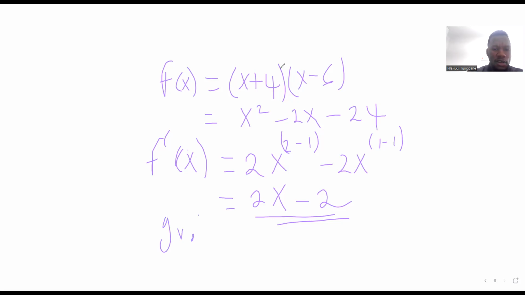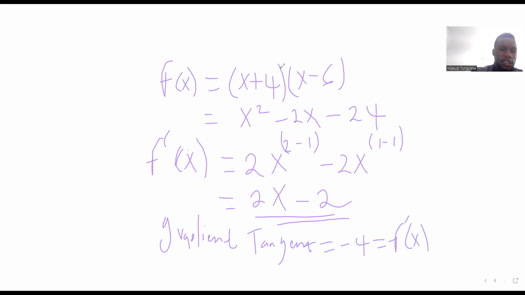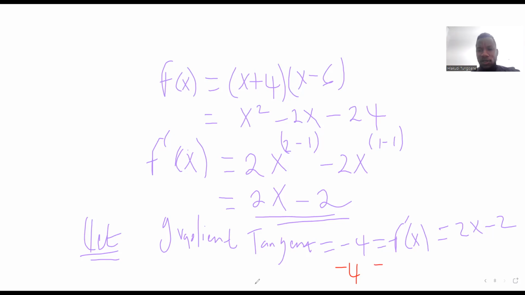So that means the gradient for the tangent equals minus 4, which equals f dash of x, right? So we need to equate to this. Okay, this is important. Then 2x minus 2. Let's solve for x. If we take this, this is going to be minus 4 equals 2x minus 2.